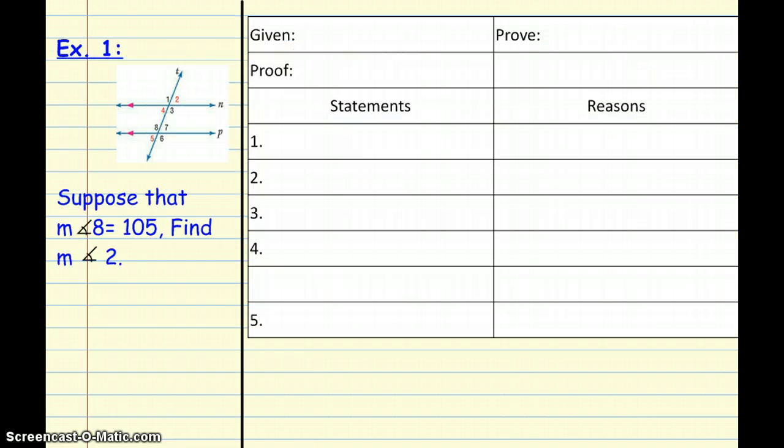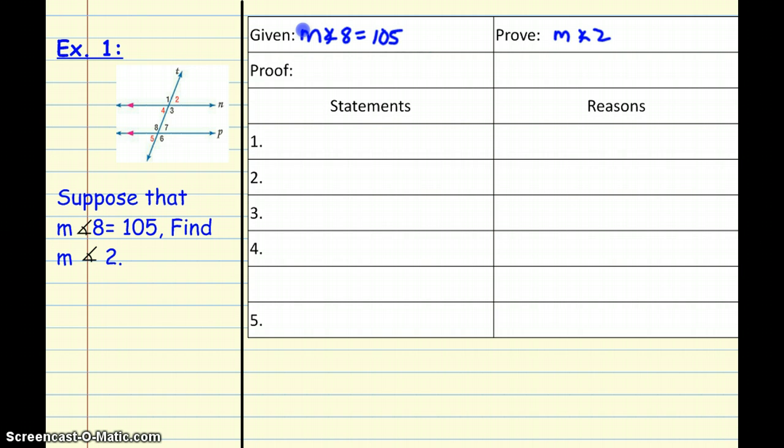All right, so let's take a look at some examples now that you've got the addition to your theorem sheet. So we have these two parallel lines cut by this line that we call a transversal. And suppose that the measure of angle 8 is equal to 105. We need to find the measure of angle 2. So just like before with the other problems, we're going to put in our given. And in this case, we have given that the measure of angle 8 is 105 degrees. And we are going to prove or find the measure of angle 2.